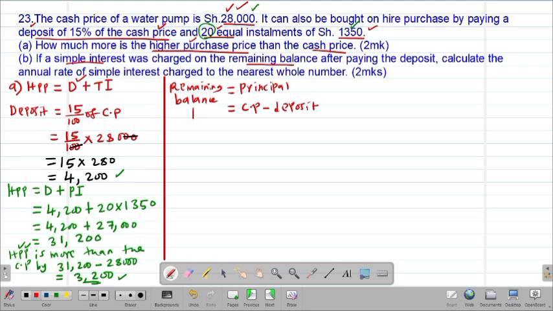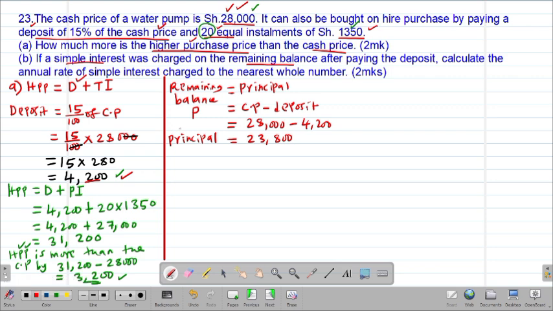So our principal is equal to cash price minus deposit, which is equal to, the cash price was 28,000 shillings, then minus the deposit, which was 15% of the cash price, which we have already computed here. The deposit was 4,200 shillings. So if you take 28,000 minus 4,200 shillings, you'll get that the principal was 23,800 shillings. This was the principal of that particular investment.